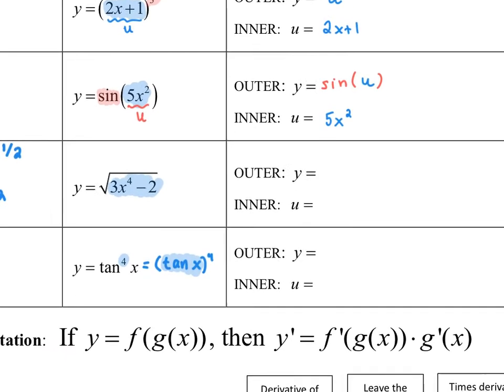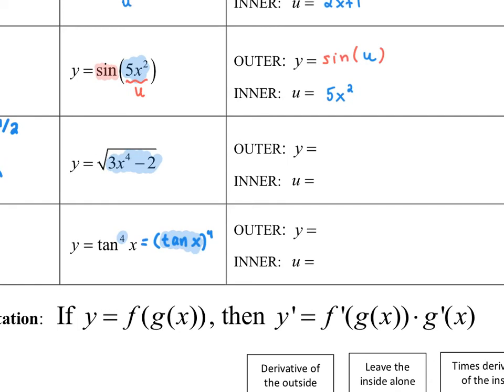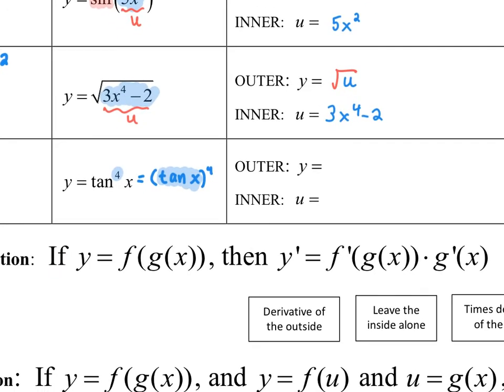And on my next one, my inner function is going to be what's inside the square root. So my inner function is that 3x to the fourth minus 2. And you can see that my outer function y is square rooting that function, which I'm calling u. So my outer function is the square root of u. And for my last one here, it really took rewriting this trig function to get a sense of which function was inner, which is the tangent, and which is outer, which is that fourth power.